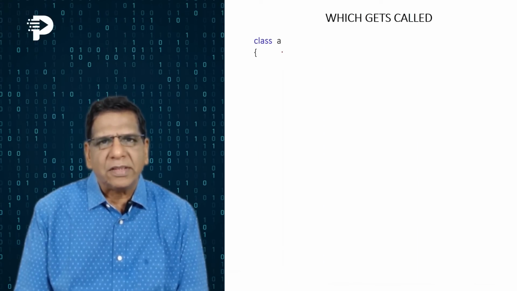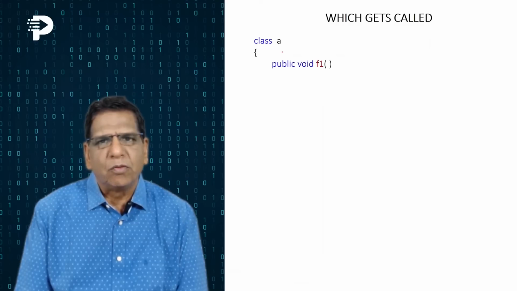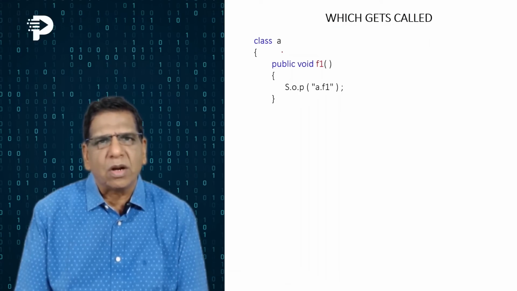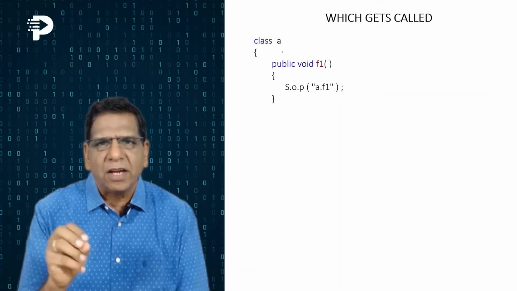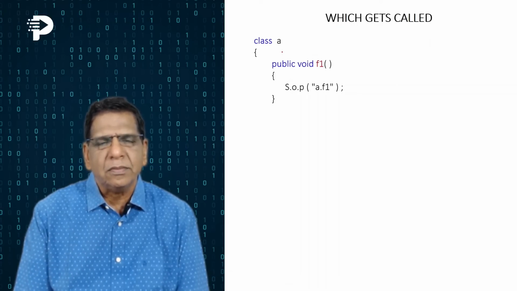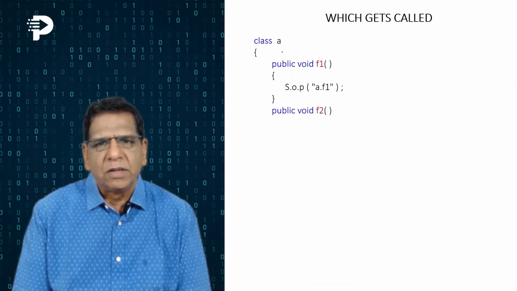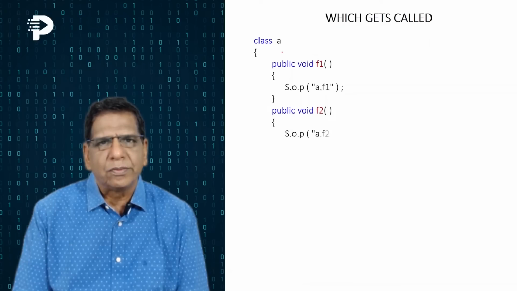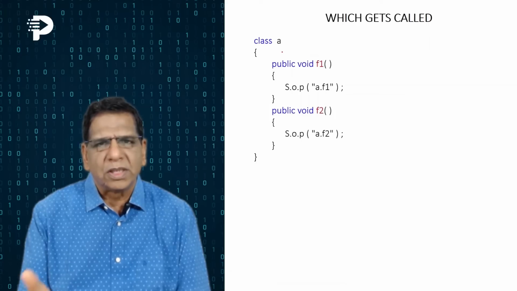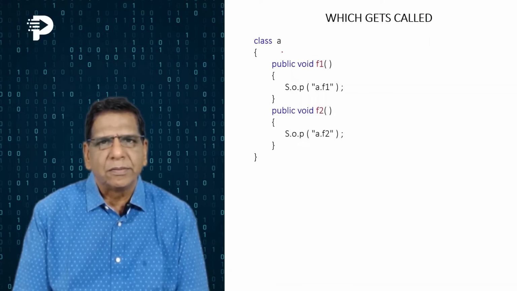Suppose we have a class A containing maybe a function f1. So public void f1 containing, for want of a better message, System.out.println("a.f1"), indicating that we are into a method f1 belonging to a class A. I would also have one more method f2 within which we print out a.f2. Then put the closing brace of class A. So two methods f1 and f2 within class A.